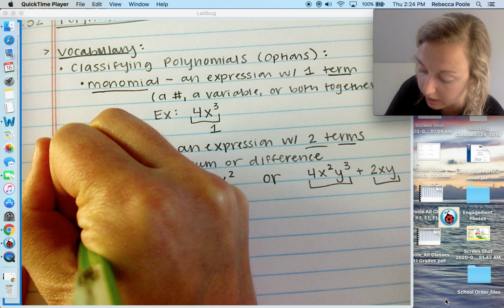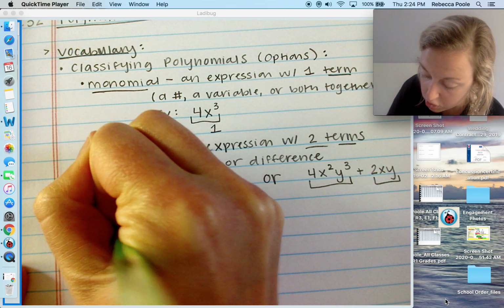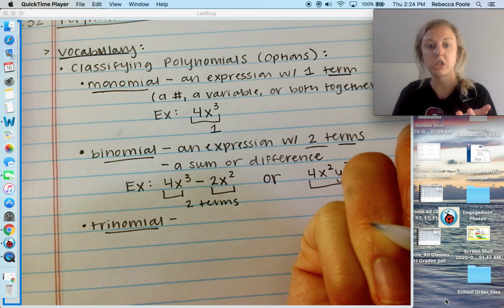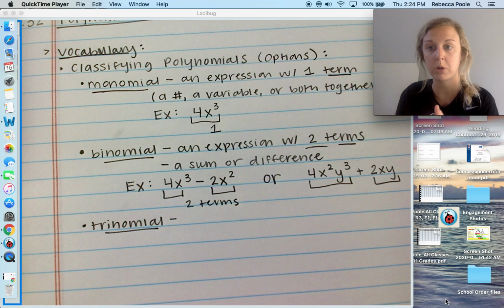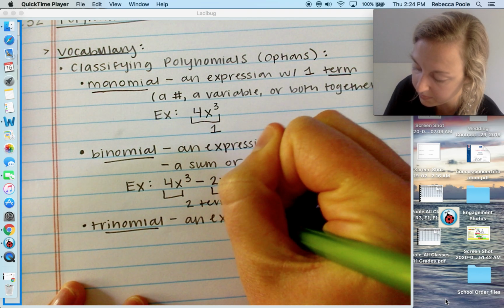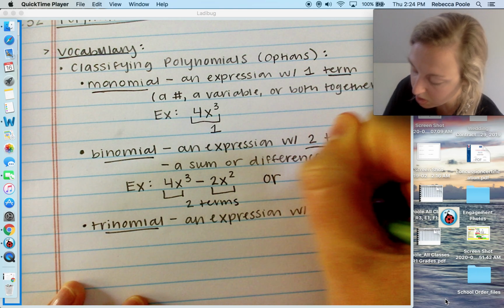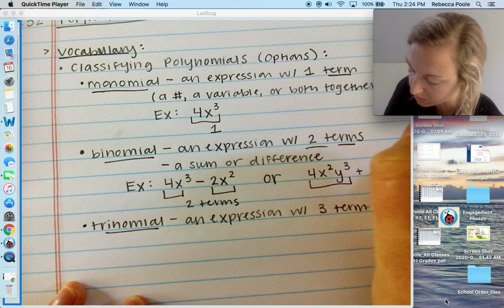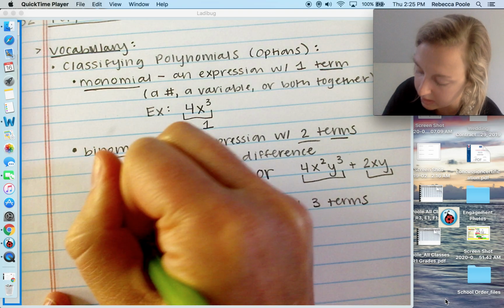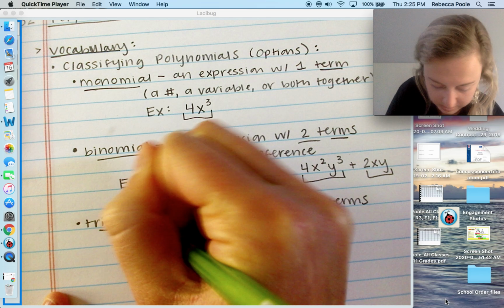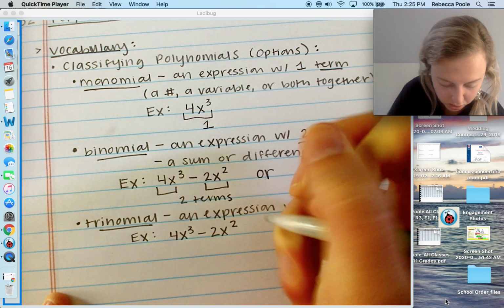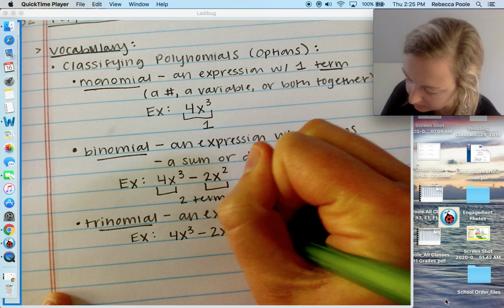So next you could have a trinomial. How many expressions or how many terms do you think a trinomial would be? 3, good. So an expression with 3 terms is a trinomial. Okay, give you guys an example. We can do 4x cubed minus 2x squared plus x.